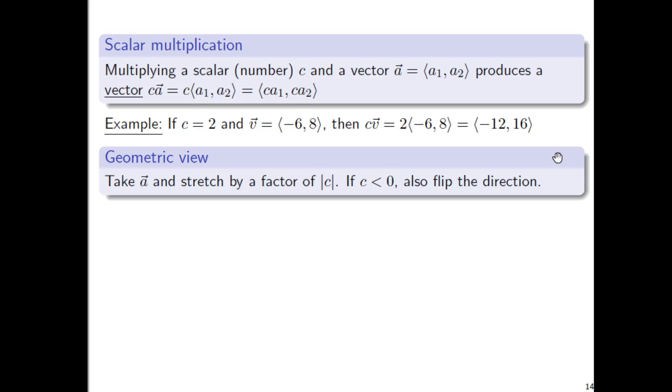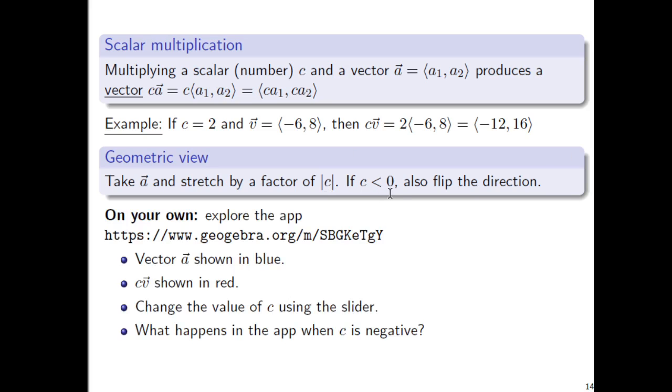The geometric view is the thing we need to really focus on. What happens is you take the vector a that you start with and you stretch by a factor of that scalar. If that scalar is negative, stretch by its absolute value. And then if the scalar happened to be negative, you also flip the direction, just 180 degrees. So I would ask you to try this on your own, to not extend the length of this video too long. Please explore in the app, go through the steps that are shown there.